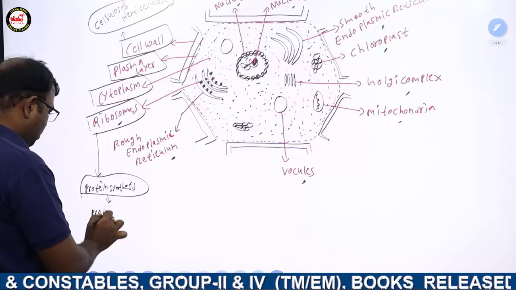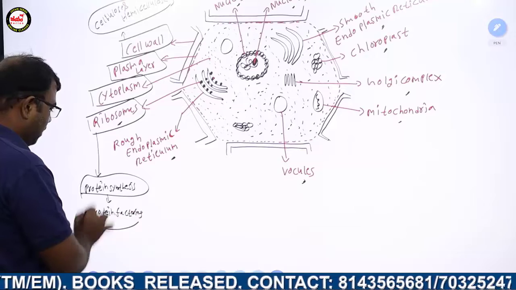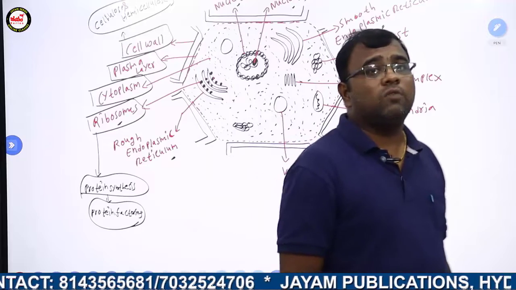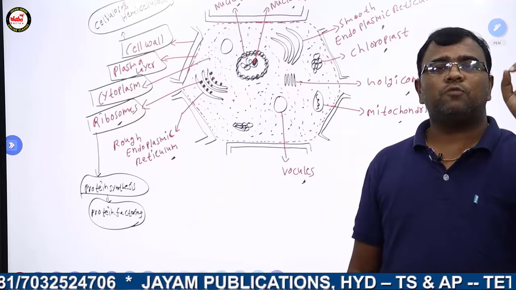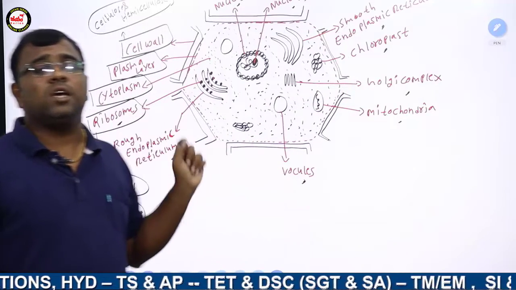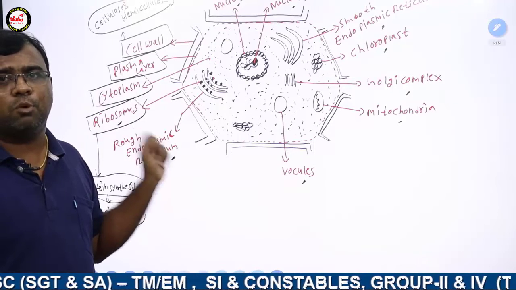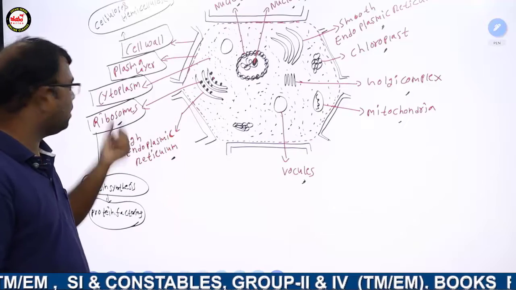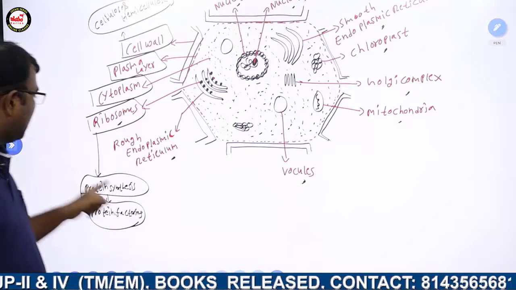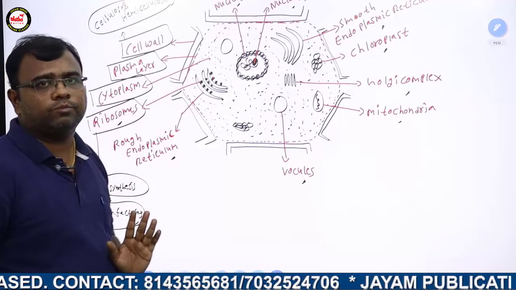Which part of the plant cell is called the protein factory? The answer is ribosome. The ribosome's function is that it helps in protein synthesis, so it is also called the protein factory. And the next part is the endoplasmic reticulum.